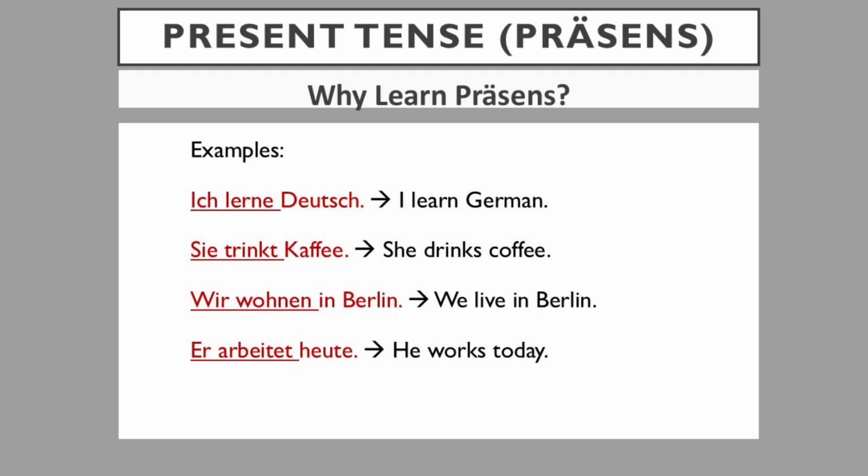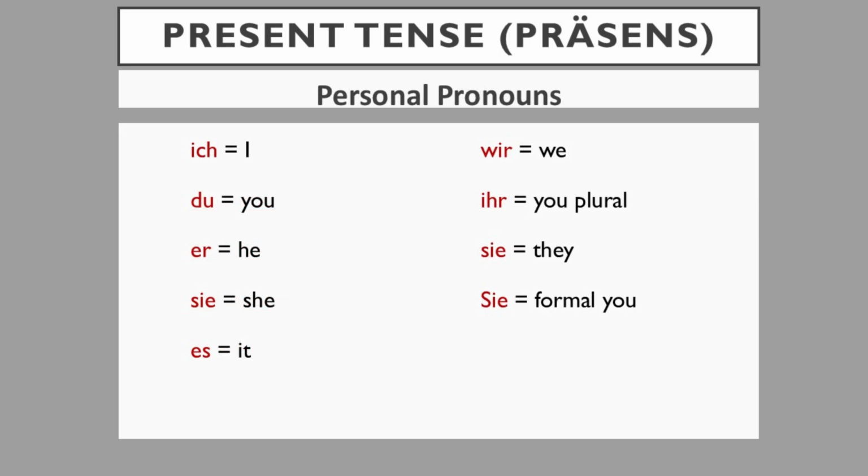Notice something important. Every sentence has a subject and a verb. The verb changes depending on who performs the action. This change is called conjugation. Before we learn verb endings, let's review the German personal pronouns.